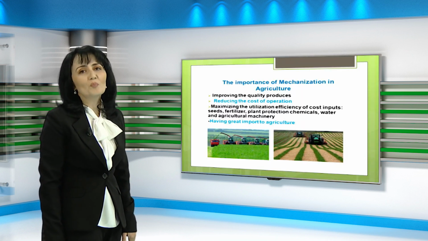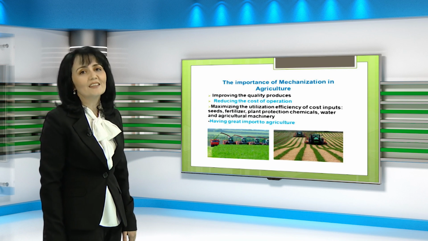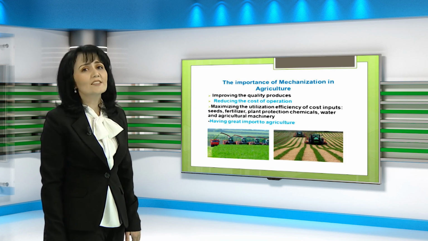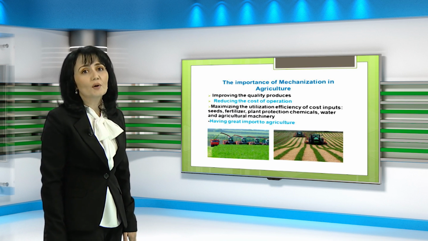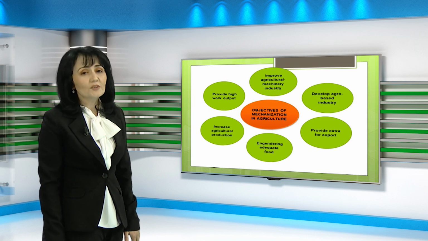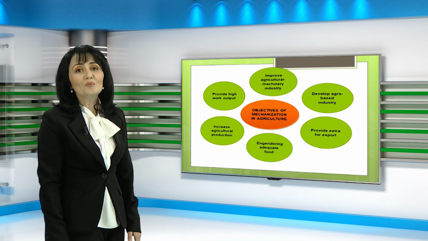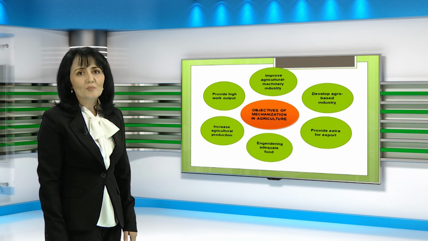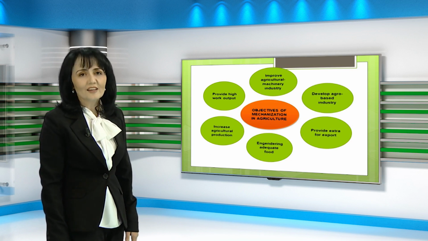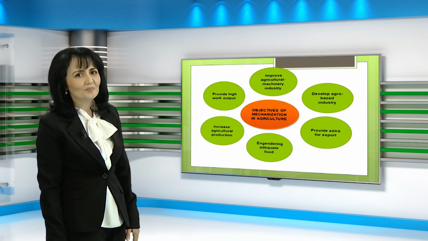Further, and even more importantly, we should have a clear picture about the importance of mechanization in agriculture. Let's suggest some of them. Improving the quality of produce, reducing the cost of operation. Have you ever thought about the objectives of mechanization in agriculture? I think yes. Let me inform you about some of them. Improve agricultural machinery in industry, provide high work output, increase agricultural production.